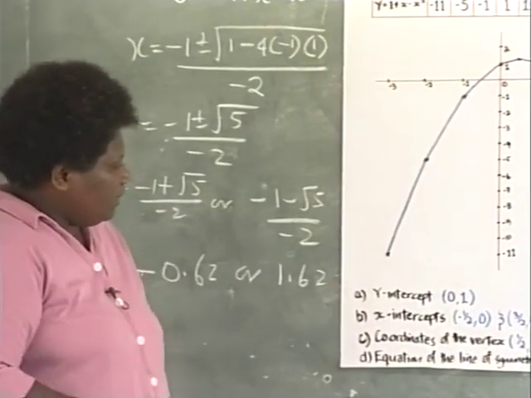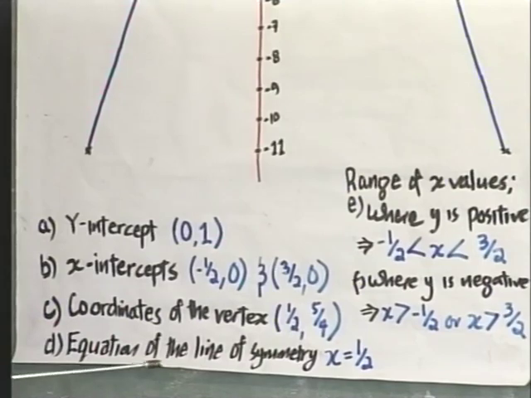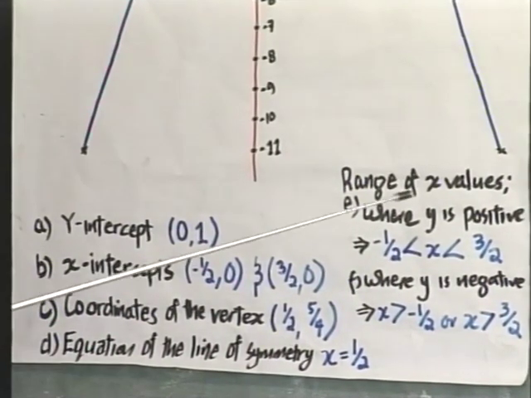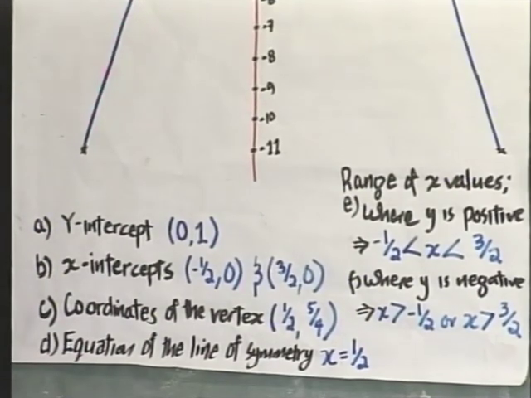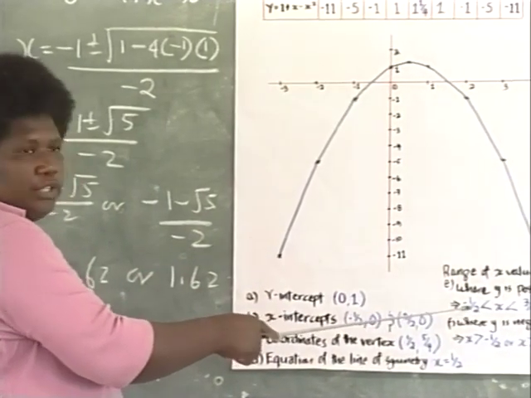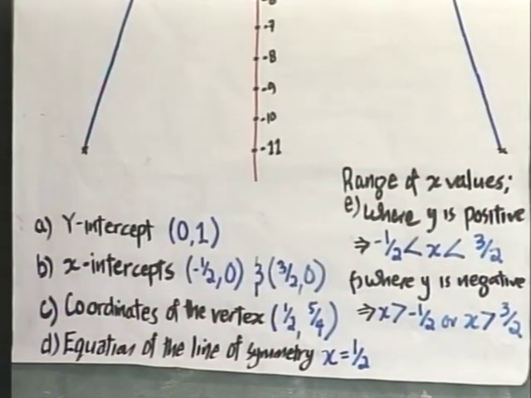Okay, the coordinates of the vertex are half, 5 on 4, which is 1 1/4. Equation of the line of symmetry, x equals a half. The range of the x values when y is positive. Okay, it's between this point and this point. So it should be minus 0.62 here and 1.62 here.